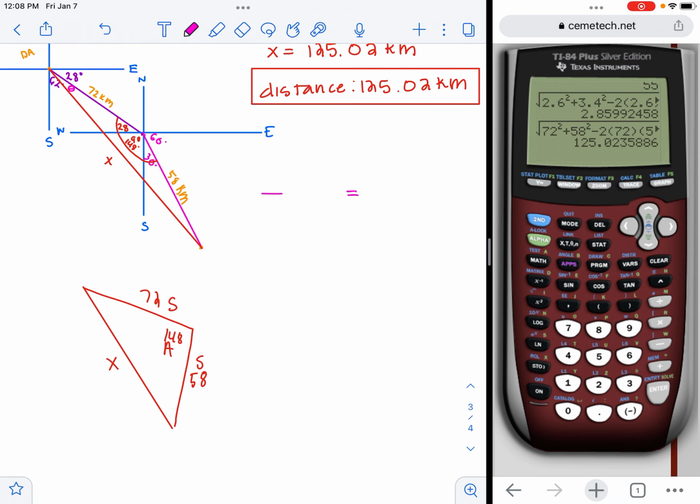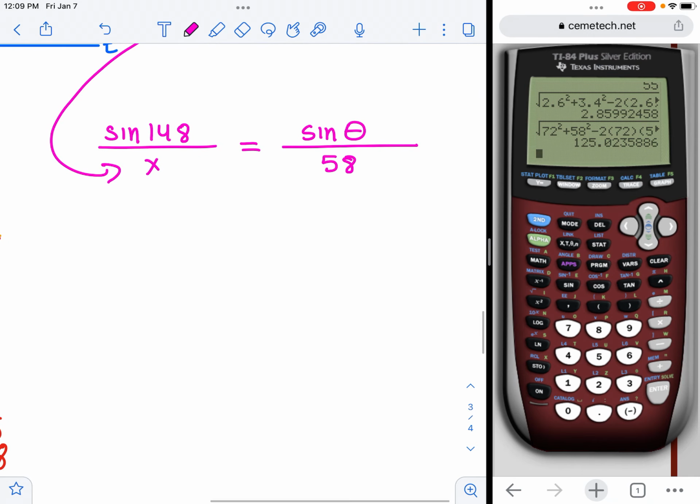Since we already used the law of cosines, now we're going to use the law of sines. I'll start with the ratio that I do know, which is sine of 148 over that 125.02, which I'm just going to call x for now. But remember, this is x. And then the one that I'm looking for, that theta right there. So I'm going to do sine of theta over its opposite side, which is 58. And now I'm going to cross multiply and solve for theta.